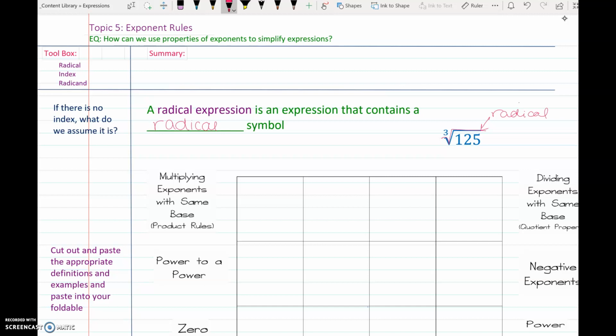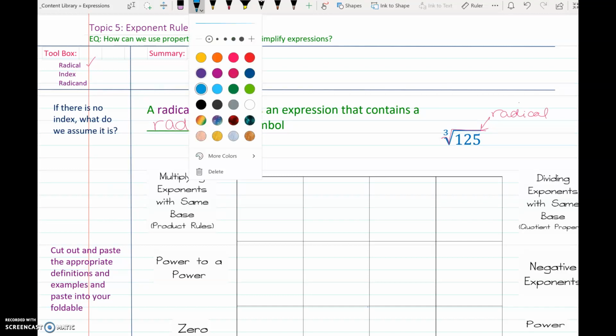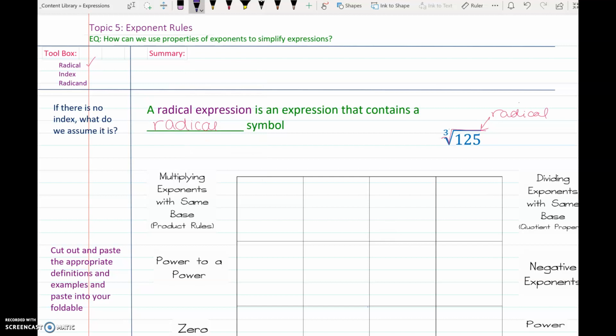Now, there's the first thing out of our toolbox. We also have what we call an index. The index is what the actual root is. So for this example, the cube root of 125, the 3 is our index. And then the radicand, that's what we're taking the root of. So the radicand is what is inside the radical sign. Radicand. So that's just some background info for you.